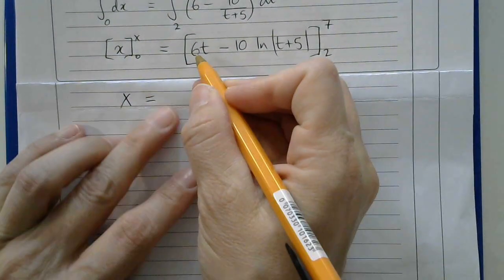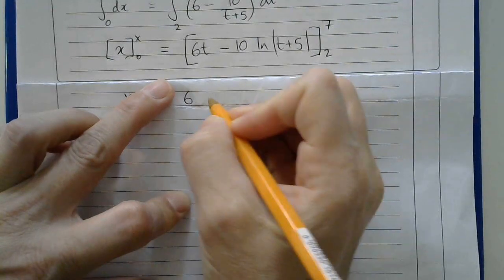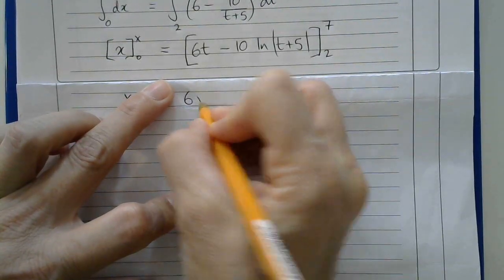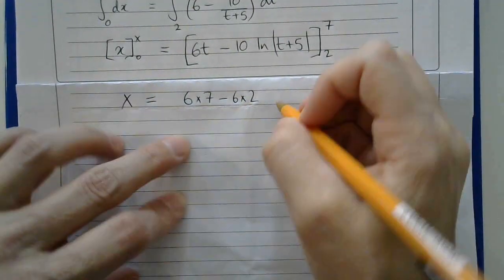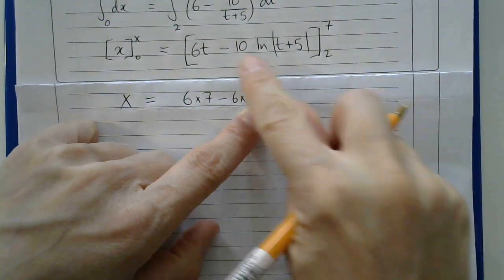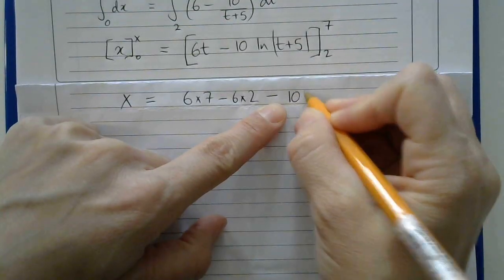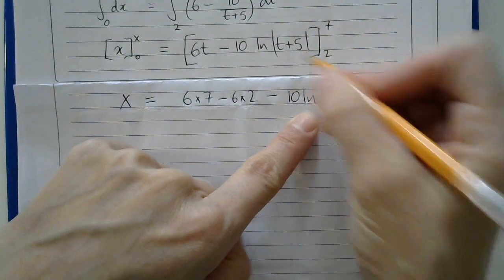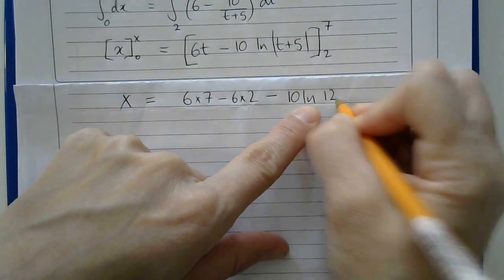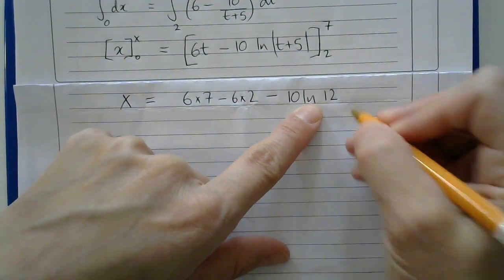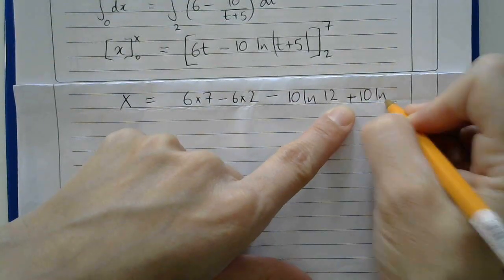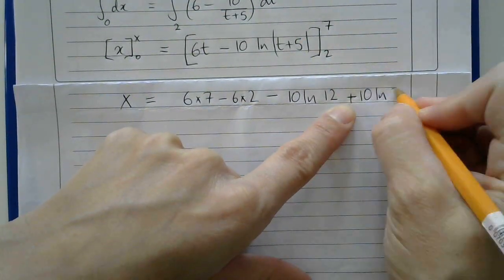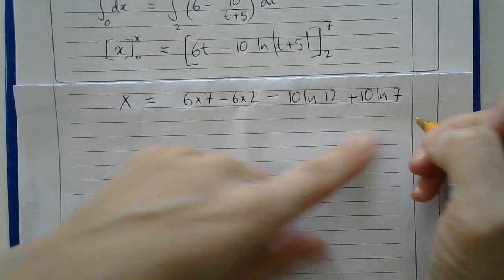Here I get 6 times 7, and then I would take away 6 times 2. Then I would subtract 10 natural log of what I get when I put 7 in here, which would be 12. And then I would subtract negative 10, so in other words add 10 natural log and see what happens when I put 2 in there, and so that will give me 7.